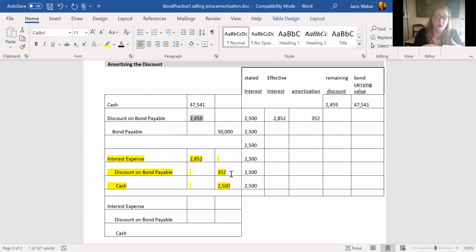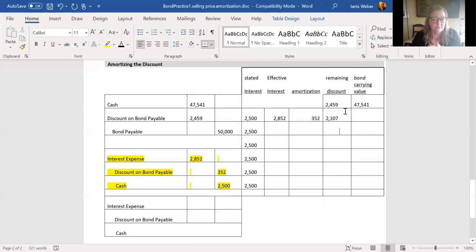So if you had a bond that was at a premium or a bond that is at a discount, either way, the discount or premium is going to get smaller and smaller until it totally disappears at the end of the bond period. So this remaining discount, we know, is going to be decreasing, just like a premium would be. They're going to eventually turn to zero. So $2,459 was our original discount on bond payable, we just amortized or shifted over to affect the interest expense $352 of it. So we're left with a bond discount of $2,107.